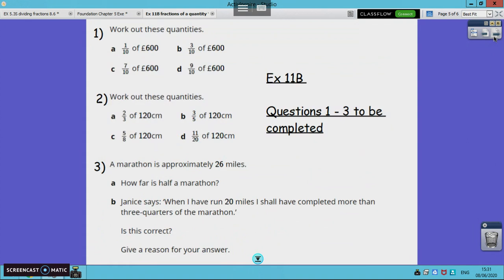Here are the questions that I'd like you to do. I'd like you to do 1, 2 and 3. They're from exercise 11B from your textbooks in school. Question 1 is very straightforward, working out different tenths of 600. Question 2 is working out 2/3, 3/5, and so on, of other quantities. And number 3 is like the example we just did. It's more of a problem-solving type question.